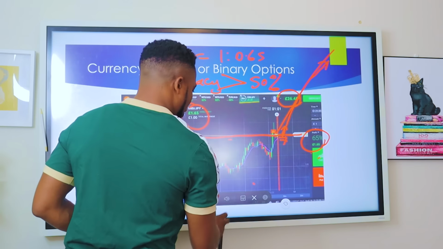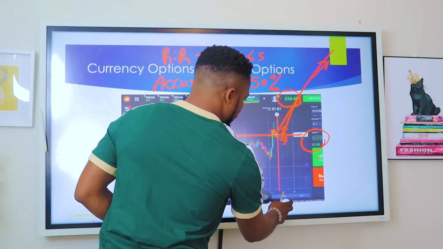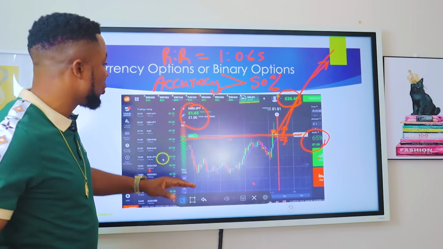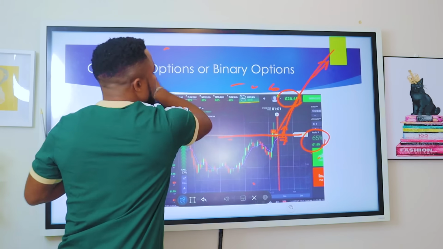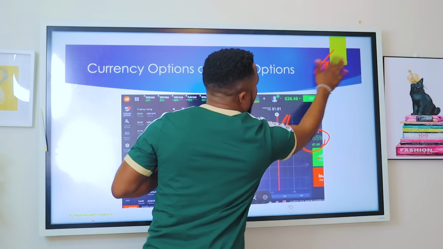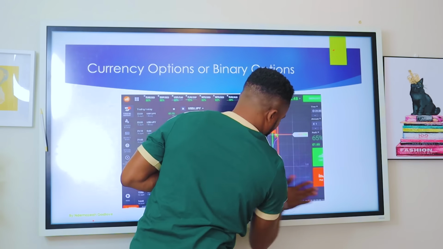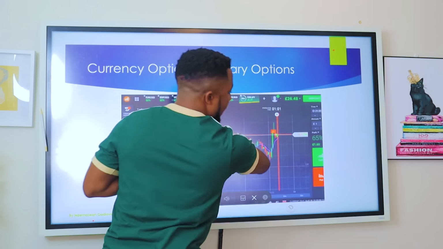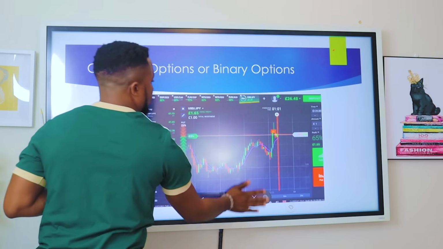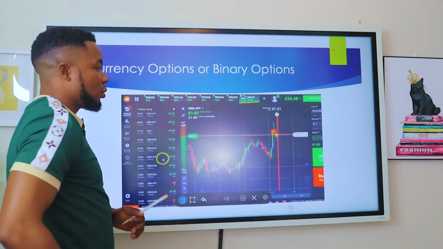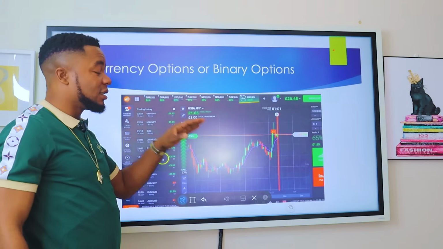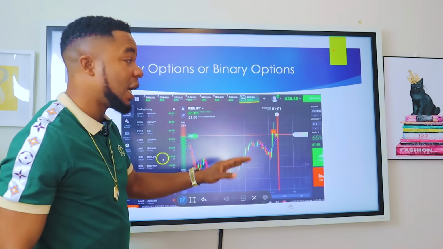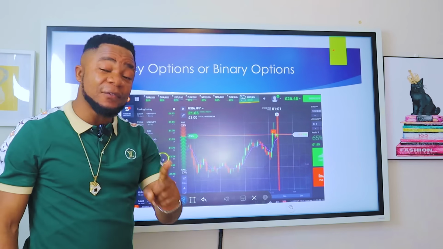Let me bring up this slide. So the difference now between binary options and forex. Let me cancel this. Okay, good. So here we spoke about the first difference between binary options and retail forex trading.